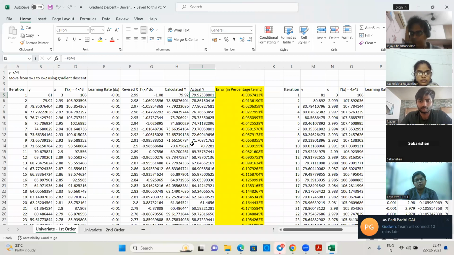Why? Because what does 79.925 mean? It means I'm on the curve, isn't it? All these points are on the curve. I am not on the curve anymore now. I have ditched the curve completely. I'm basically looking at straight lines now. So this is a question.